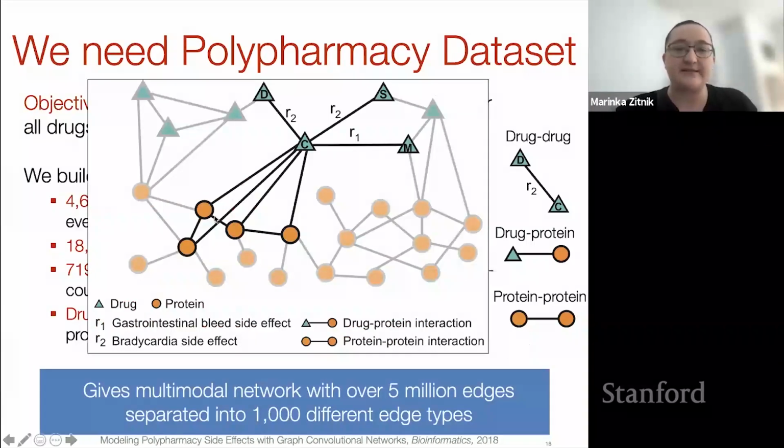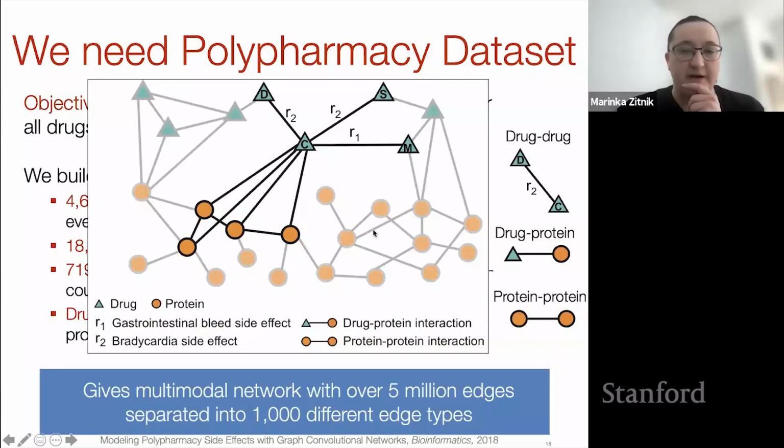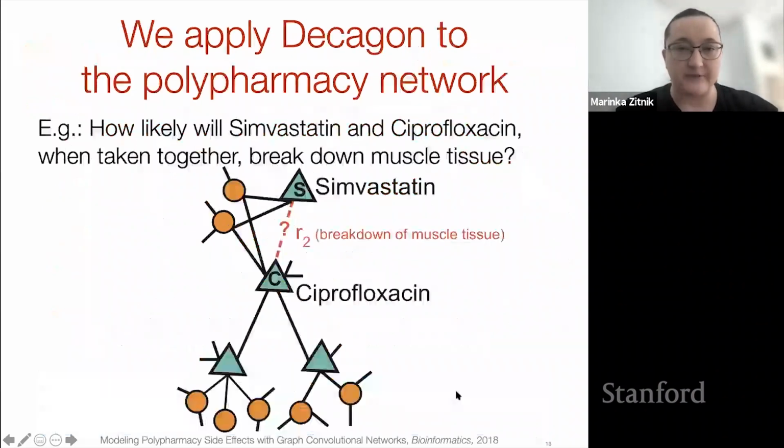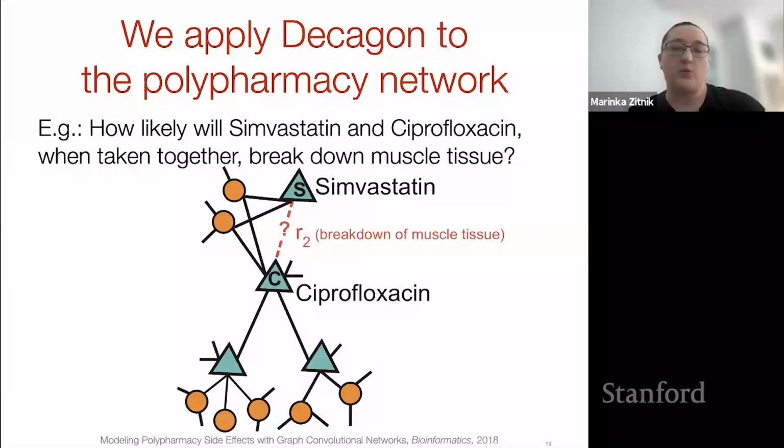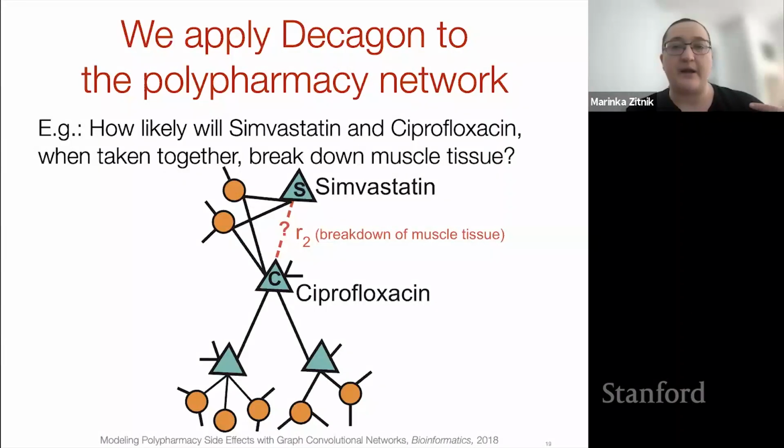So that gave rise exactly to this multimodal knowledge graph that we have seen earlier, which had around 5 million edges altogether, and it was highly multi-relational as there were 1,000 different edge types in that graph. Once the data set was constructed and Decagon was fully specified, the Decagon model was trained on the polypharmacy knowledge graph in an effort to answer questions of the following form.